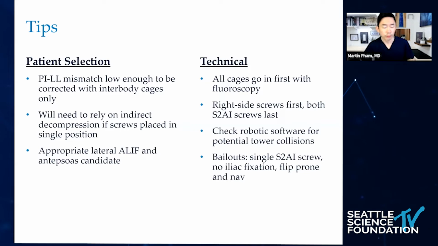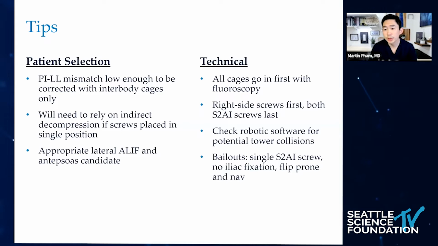So for patient selection, the PI-LL mismatch has to be low enough to be corrected with interbody cages only, right? And as spoken in the earlier talk, you have to rely on indirect decompression if the screws are placed in lateral. So you've already decided up front that, especially in the lateral position, you can't be doing any osteotomies or decompressions. It's just going to be too hard with all those screws. And then it just has to be an appropriate lateral ALIF candidate and appropriate anti-psoas candidate too.